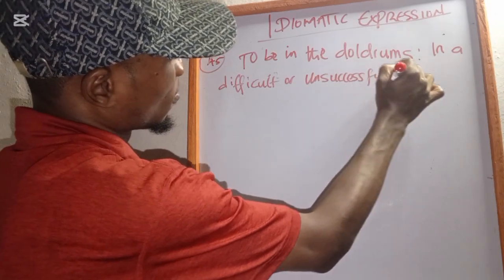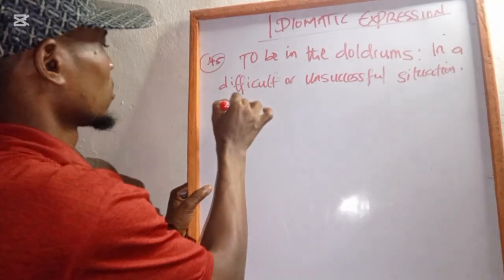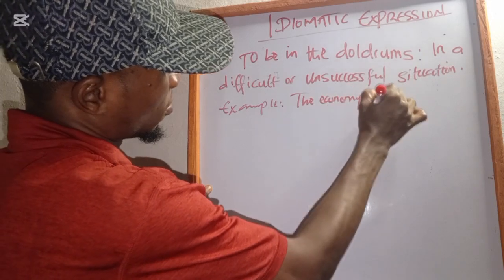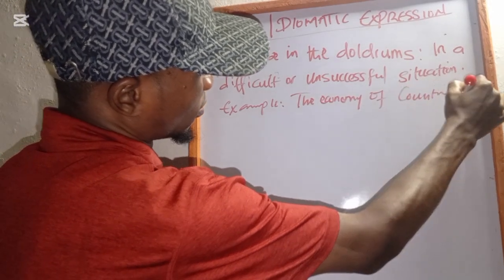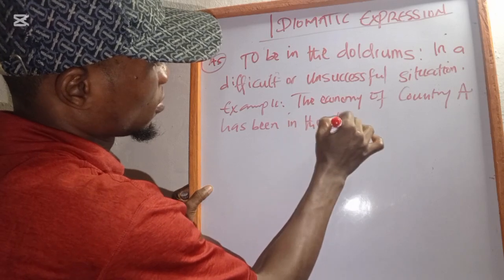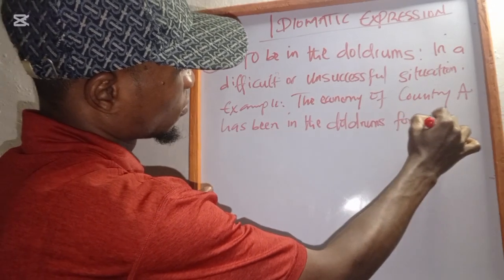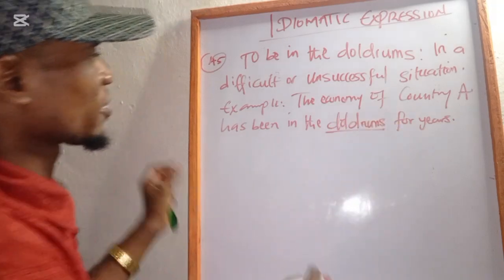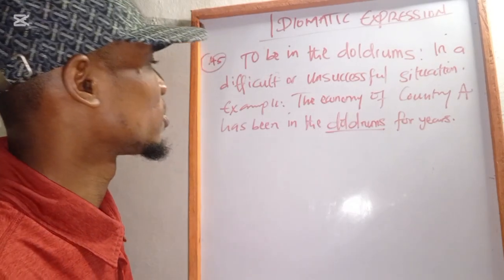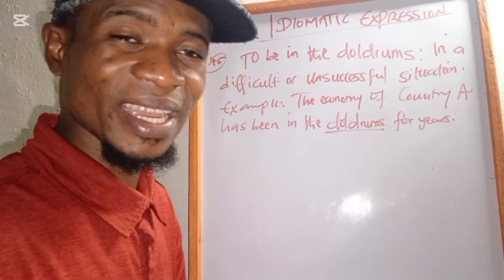In the doldrums: an unsuccessful or difficult situation. Example: the economy of country A has been in the doldrums for years. That is being in the doldrums. Apart from a difficult or unsuccessful situation, it could be a hard economy. So you can say the economy of country A has been in the doldrums, probably in a state of difficulty, economic hardship, and the rest.